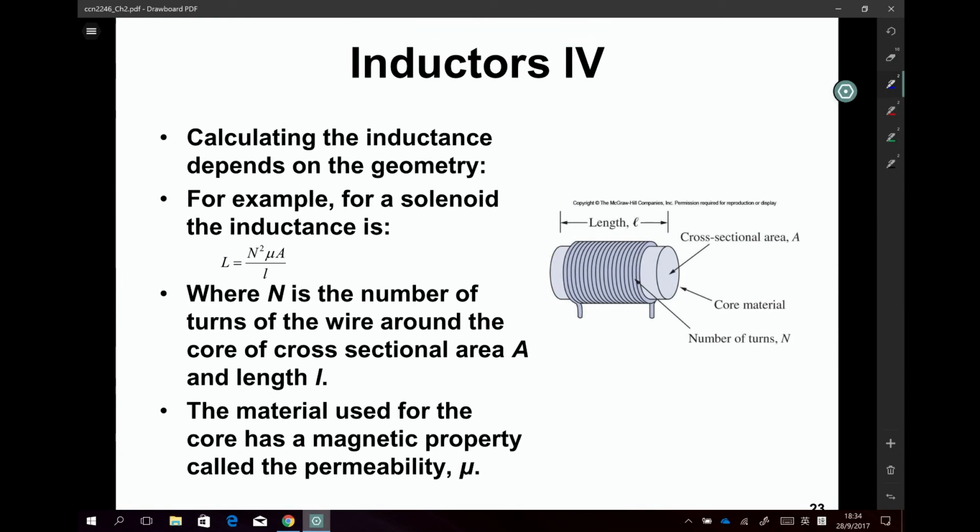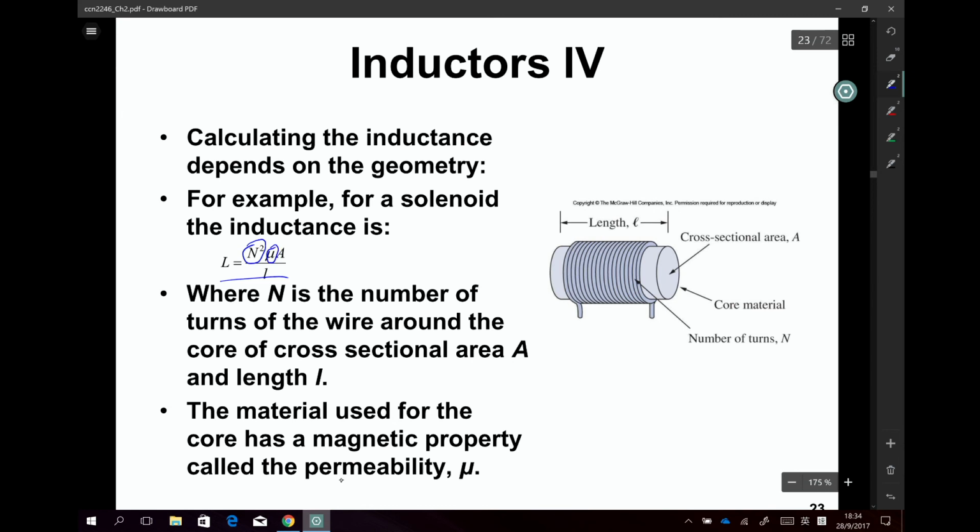If you are going to use or produce your own inductors, I give you an equation relating to the geometry of the inductor. The inductance can be computed by using this formula: L equals N squared mu A over l, where N equals the number of turns in the coil.